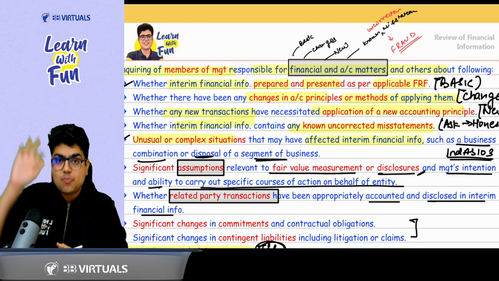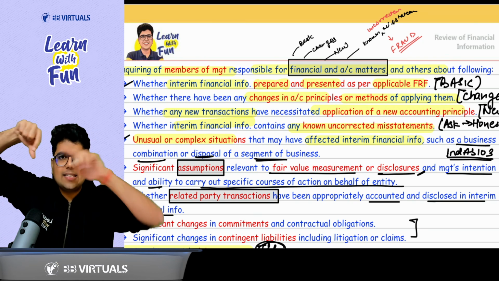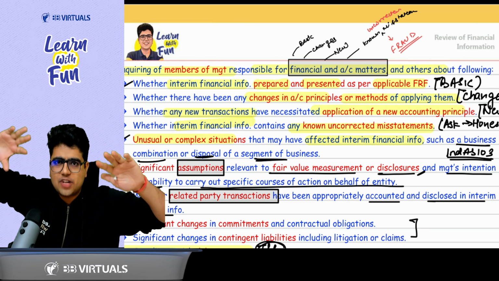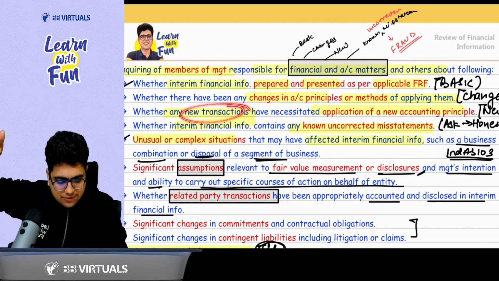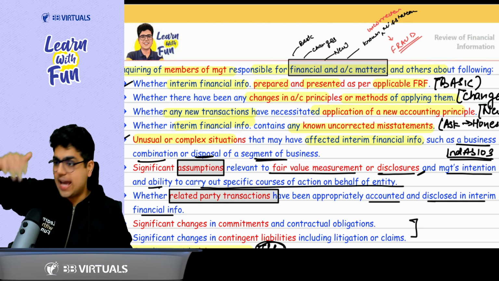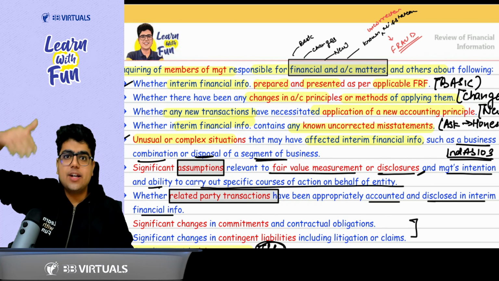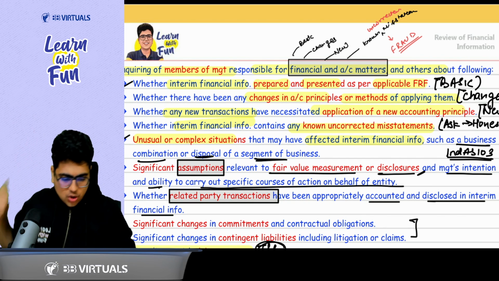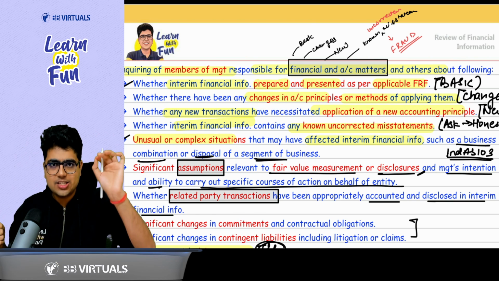Plus, when there is a change in the accounting policy, let's say your operating lease has become a financial lease, so the way of accounting will change. Got it, sir? Plus, there could be a new transaction which requires a new accounting principle, any new lease, any new financial lease, it will require new lease accounting. Got it, sir? So these are the 3 points you need to consider: basic, change, new.